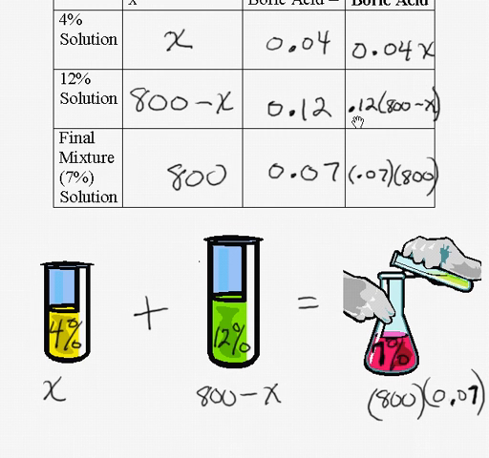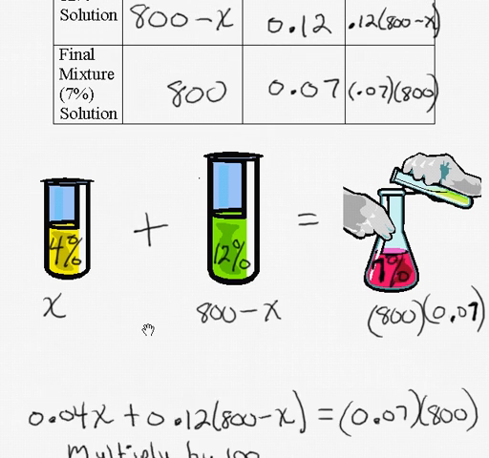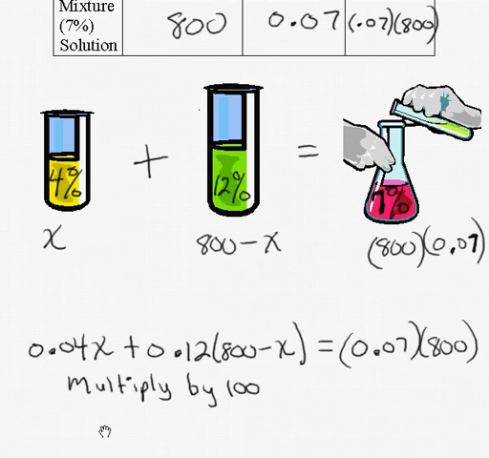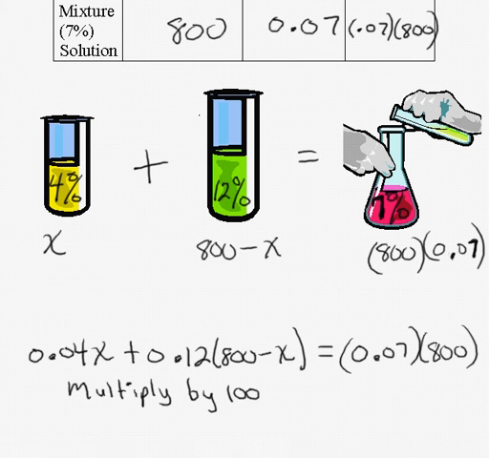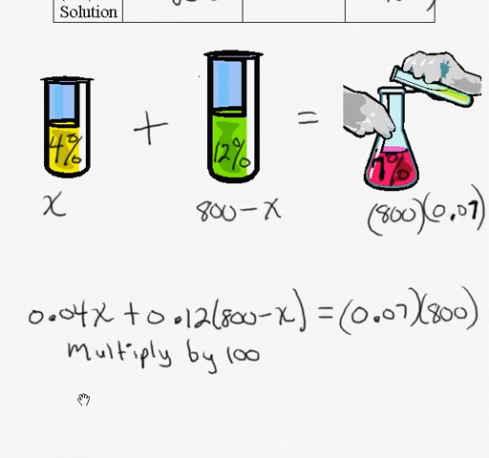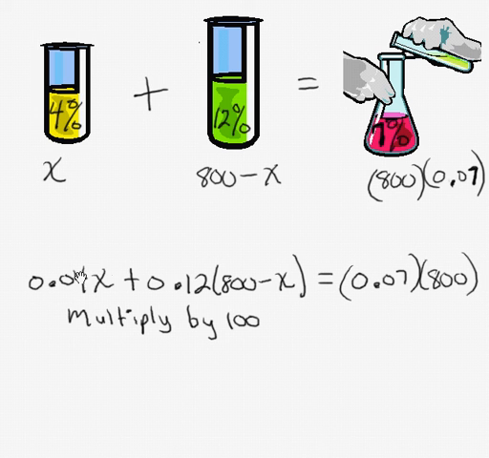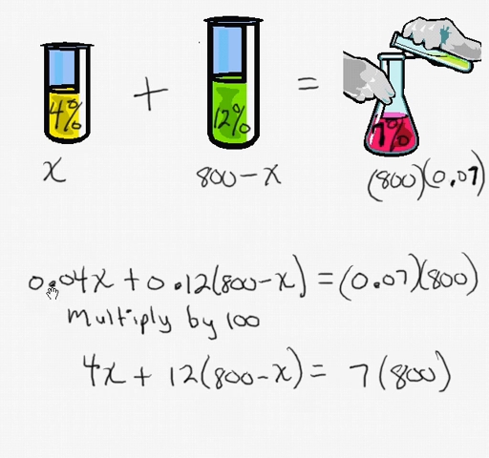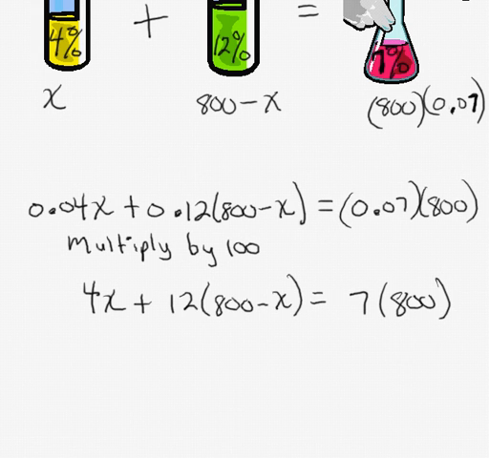0.04 times x plus 0.12 distributed to 800 minus x equals the 0.07 times 800. Our book realizes we're not using calculators. They're suggesting that it might be easier if we didn't have any decimals. So if we multiply everything by 100, that'll remove our decimal places. So that'll move the decimal over to 4x, move this over to 12, move that over to 7, and we can simplify this equation.